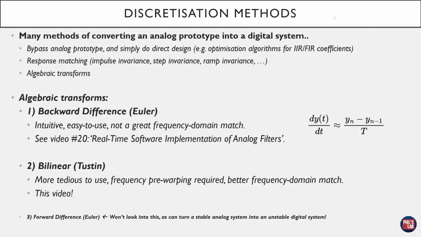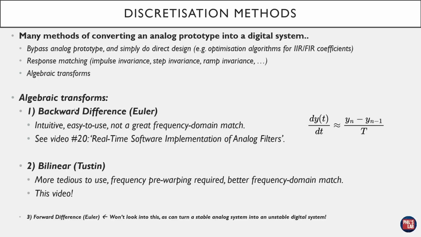Another option, if we do have an analog prototype, is to do response matching. So we feed in an impulse into our analog system, measure the output, and try to match that with our digital system. And there are various different response matching methods, such as impulse invariance, step invariance, ramp invariance, depending on what the requirements are. What I would like to focus on, which I do most often, is using algebraic transforms.